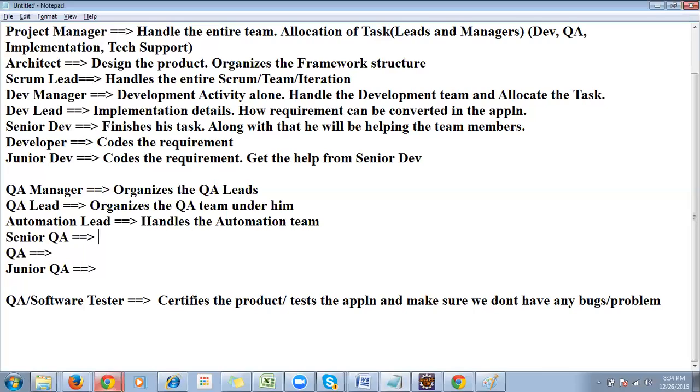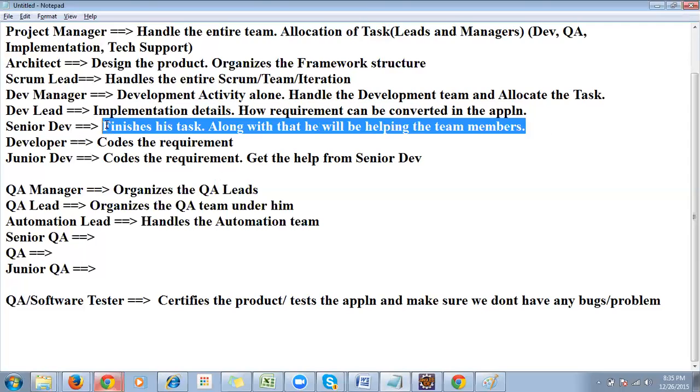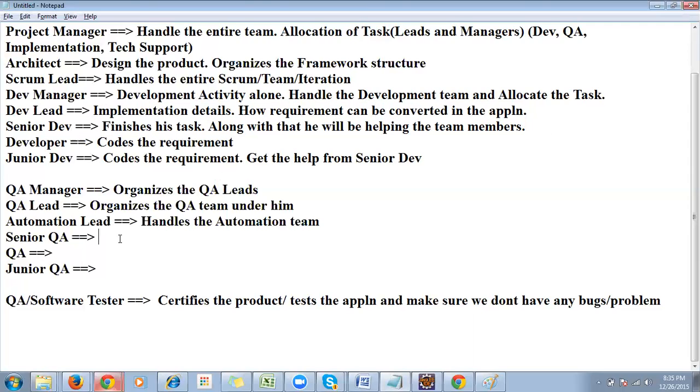Next, senior QA. So what will this senior QA be doing? The senior QA is the one who will be responsible to complete his own task and also help the team members. He finishes his task, and along with that he will be helping the team members.